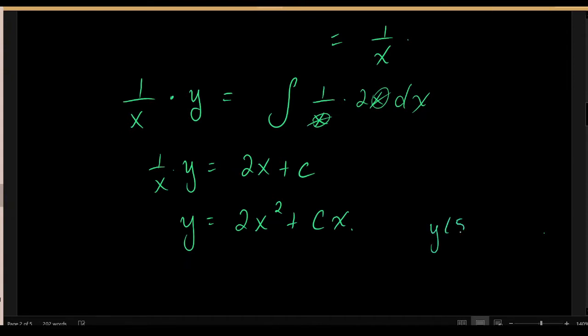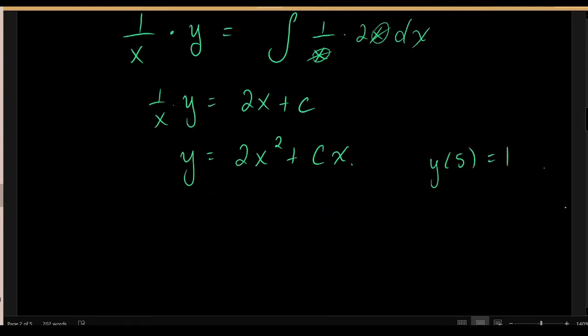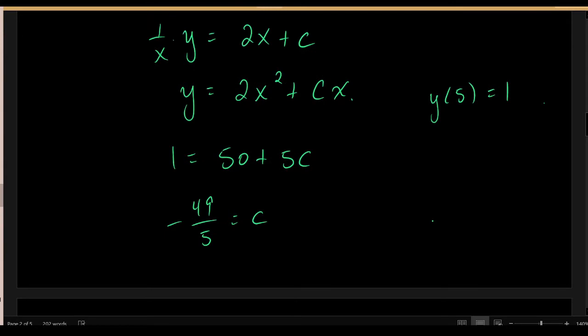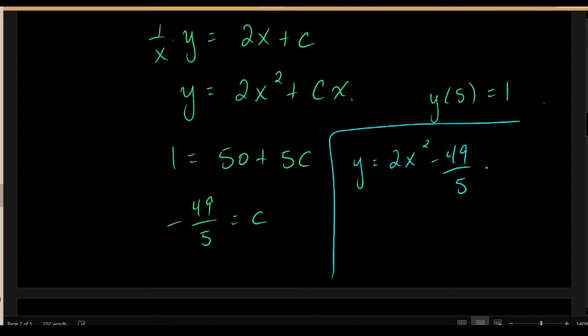So now let's use the initial condition that if x is equal to 5, then y is equal to 1. Setting y equal to 1 and x equal to 5, I get 1 is equal to 50 plus 5c. So negative 49 divided by 5 is our c value, and therefore the specific solution to our initial value problem is given by 2x squared minus 49 over 5 times x. So nothing new there really. An initial value problem containing a linear ODE. Just solve the linear ODE using integrating factors and then find the value of the unknown coefficient.